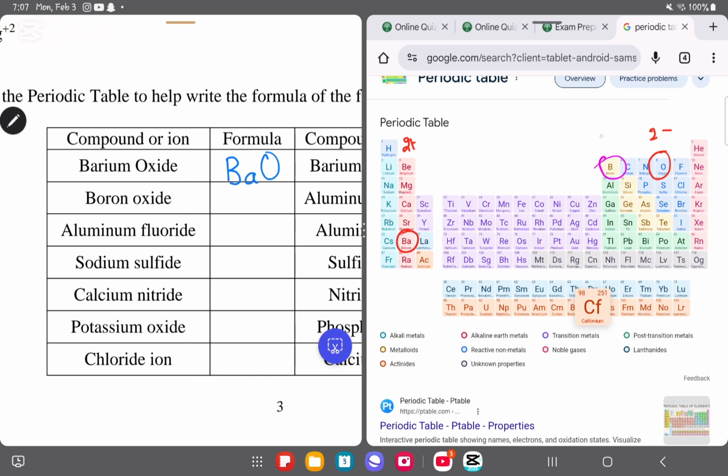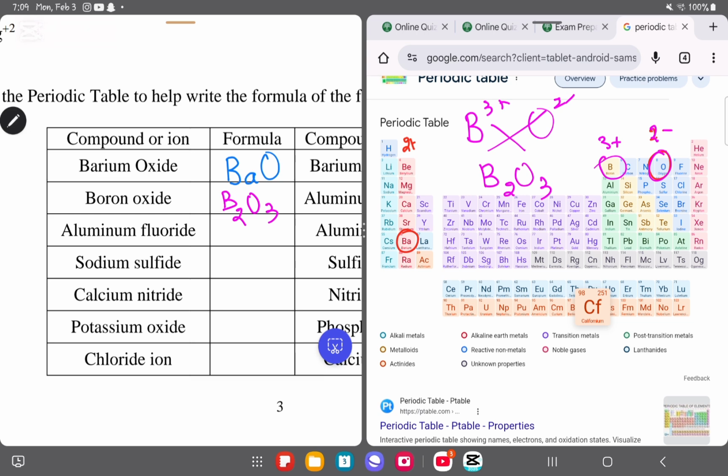However, if we're talking about boron oxide, boron is here, so it has a charge of +3, and oxygen is over here, so it has a charge of -2. So it's gonna be B3+ O2-. You're gonna apply the crisscross method, and you're gonna get B2O3. So over here, it is B2O3.